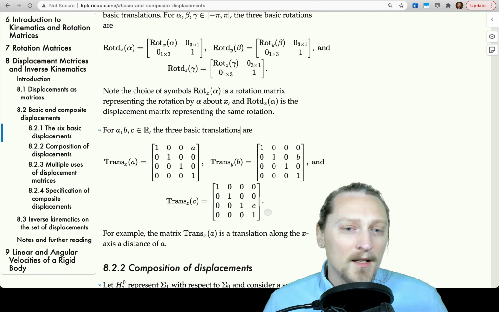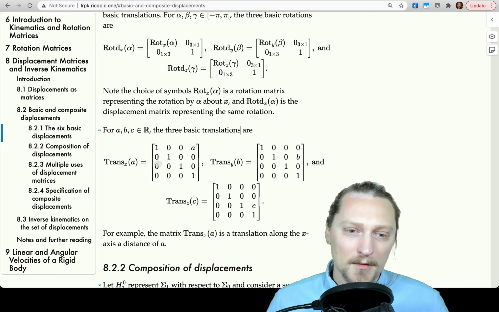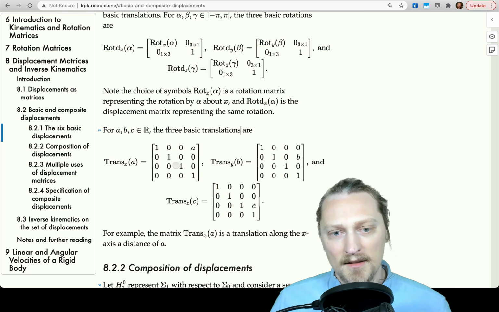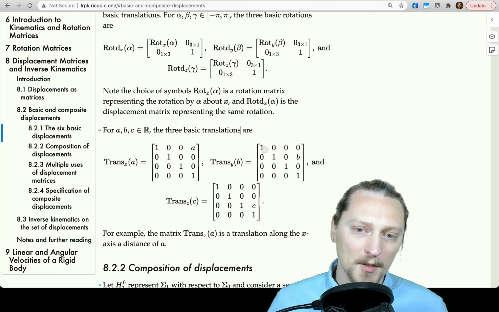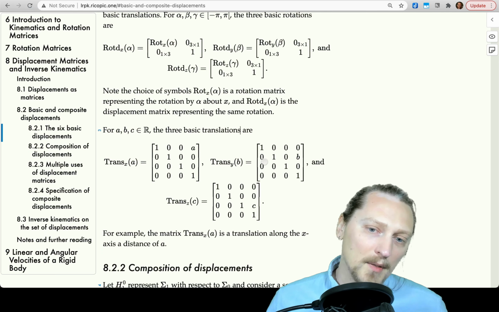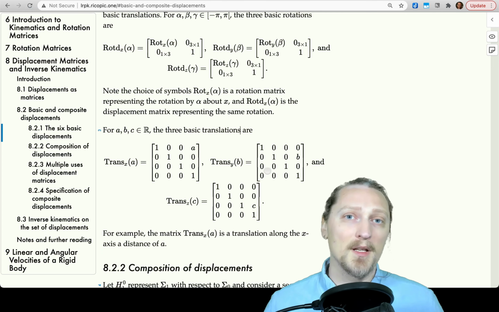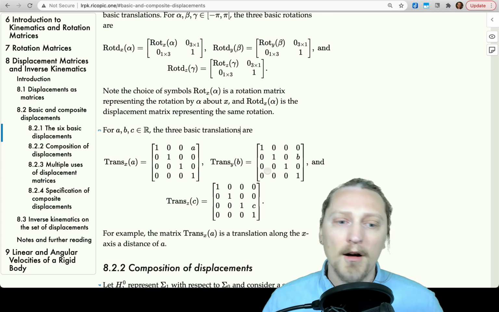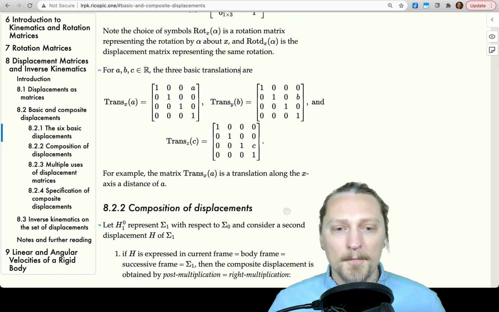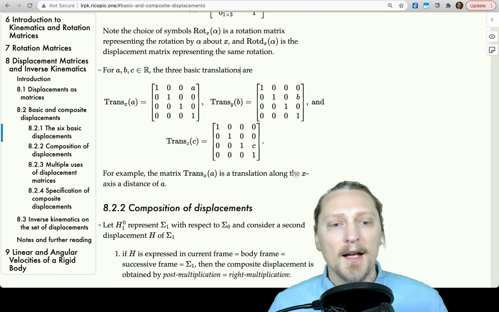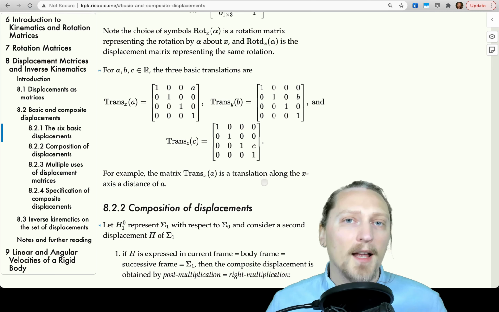And what we've done is we've made the rotation matrix in each of these displacement matrices, this upper left 3 by 3 block matrix, the identity matrix. And the identity matrix means no rotation at all. For example, the matrix trans sub x of a is the translation along the x-axis, a distance of a.